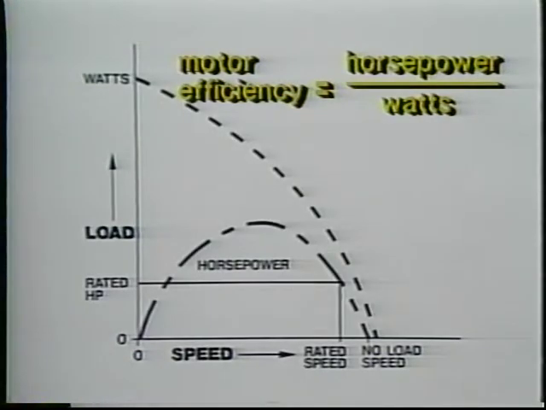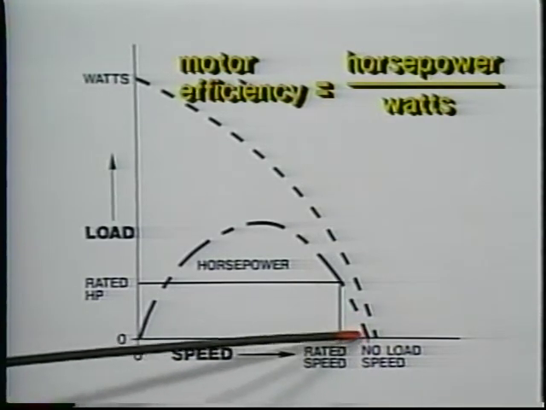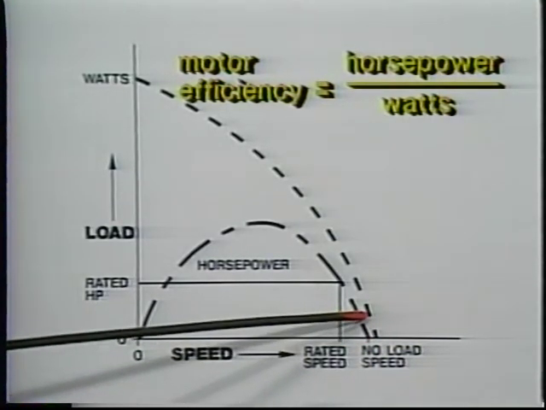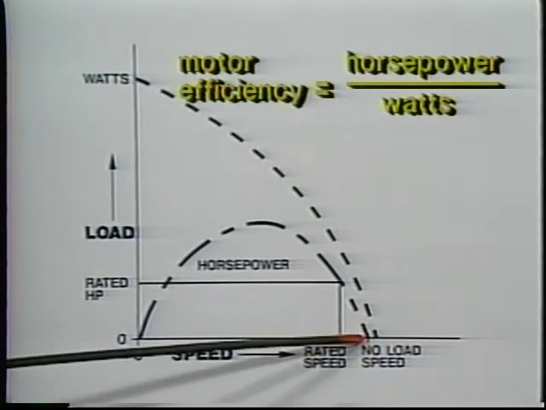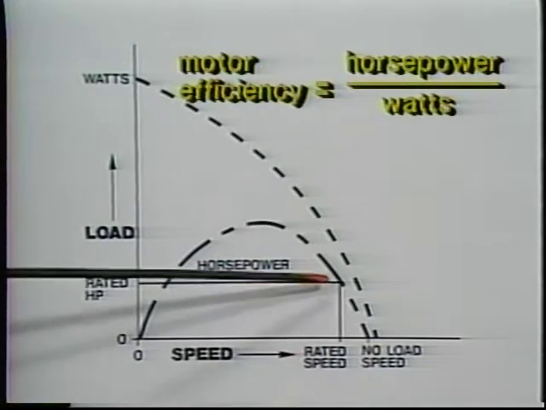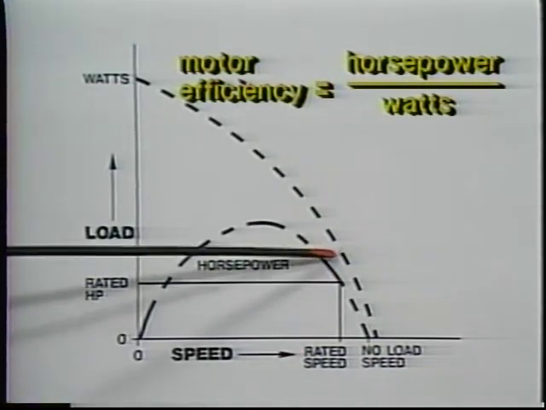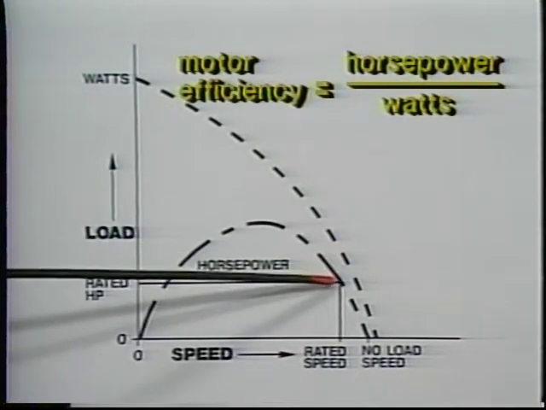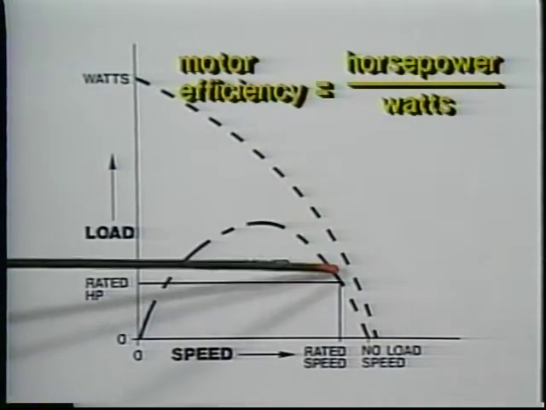As we've already seen, at stall, the motor is producing no horsepower, but the watts input to it is very high because the motor is drawing a lot of current. At no load speed, watts input is low, but horsepower is zero again, so efficiency is zero. At rated power, a motor is consuming a lot of watts, but also producing a lot of horsepower. The efficiency is quite good.